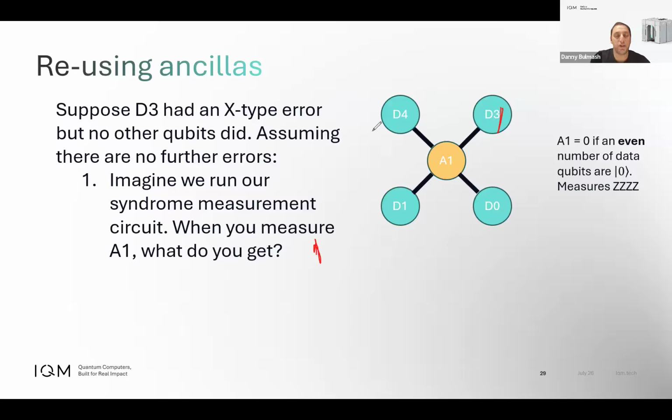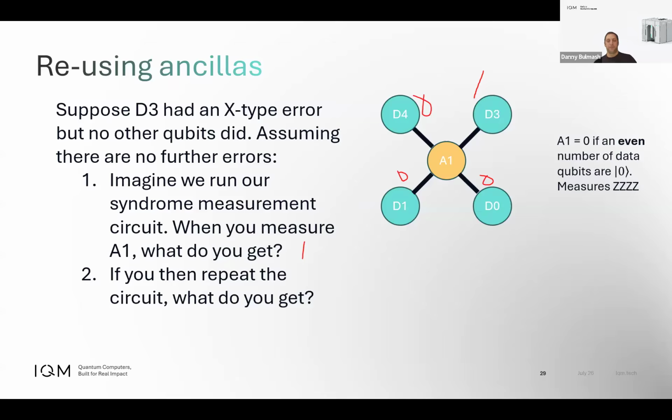We should get the answer 1. Okay. And so for example, imagine for simplicity that we started with 0, 0, 0, 0, right? And then we accidentally had an error in data qubit 3 so that this turned into 1. And so now we measure A1 and we get 1. So now we repeat.